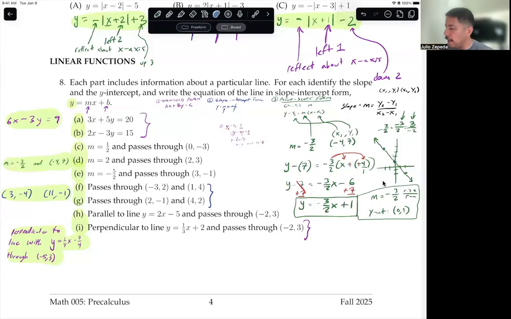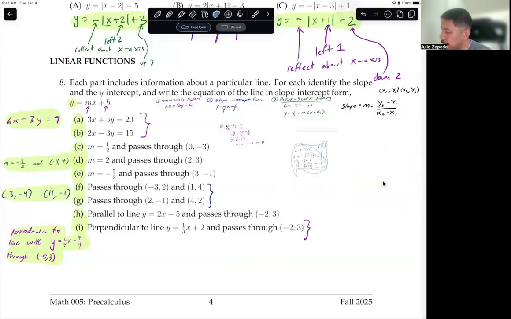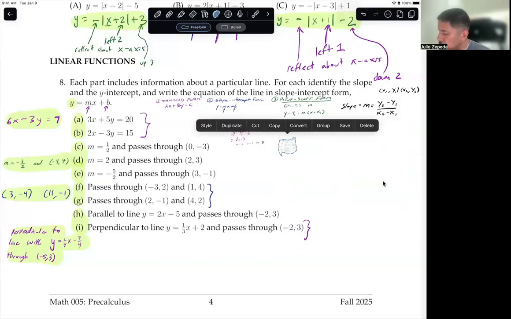All right, so there we have how to find the equation of a line in slope-intercept form using the point slope form to find the equation of the line, and then we just solve for y. Okay, so let's go ahead and put that away.